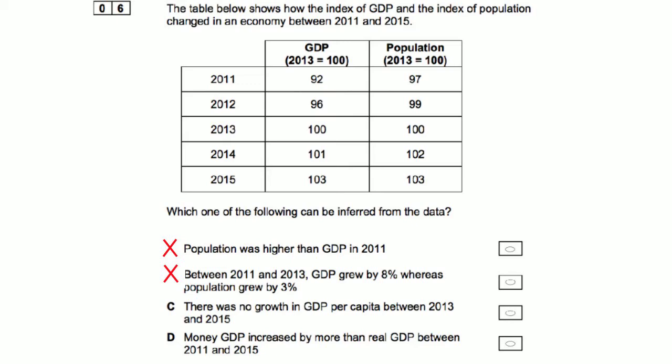So between 2013 and 2015, the percentage change in GDP was 3%. We get this by doing 103 minus 100, all divided by 100. So 3 divided by 100 gives you 3%. The population change is also 3% because 103 minus 100 divided by 100 is 3. Therefore, C is the correct answer. Option D is wrong because the question doesn't tell us anything about real GDP or the rate of inflation. So we cannot say whether this is correct or wrong.